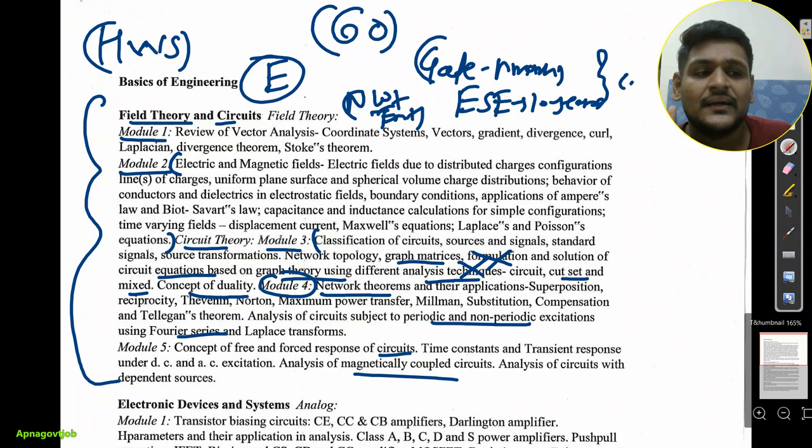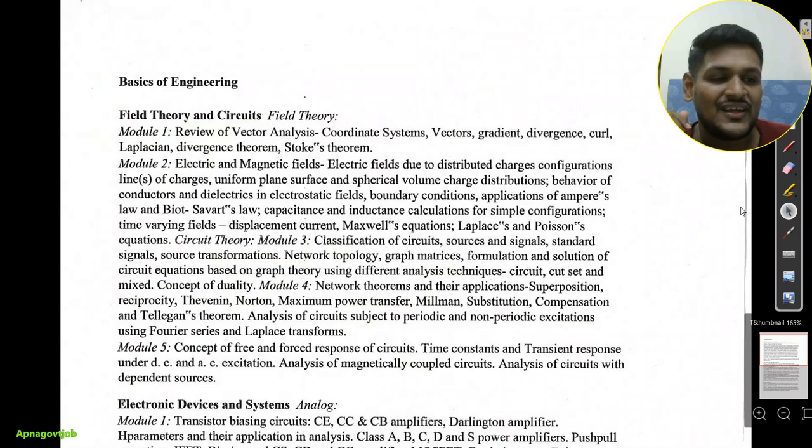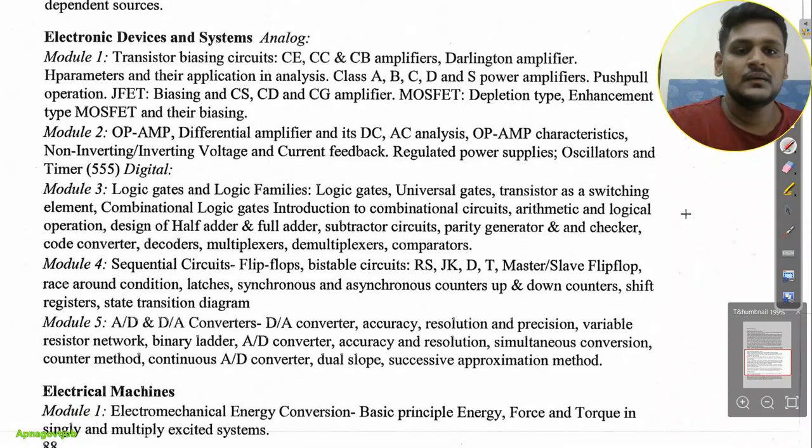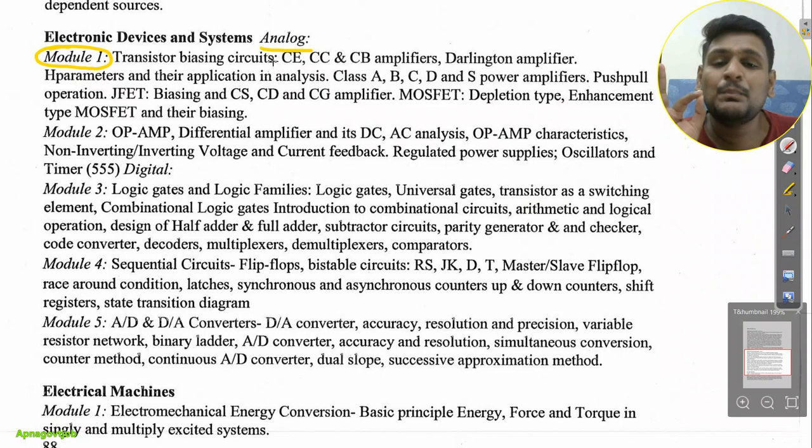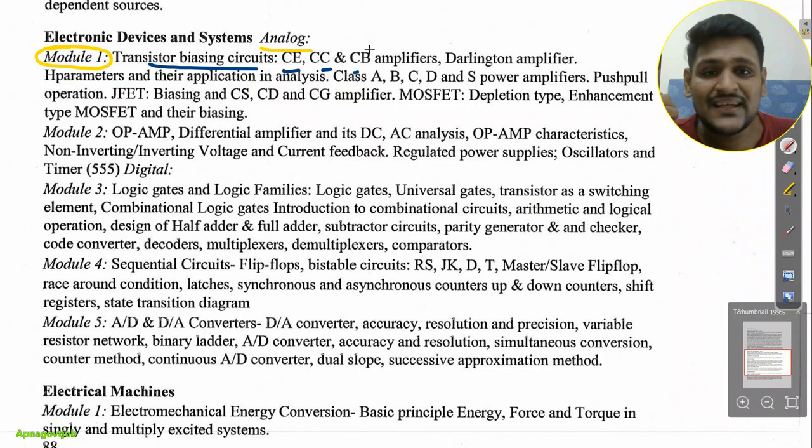Next, the second thing is your electronic devices and systems, okay? So in that, what is given to you? Analog. Now in the analog part, if you see carefully, module 1: transistor biasing circuits, compulsory you will get a question from this, okay? CE, CC, CB amplifiers, all the things you should know. You should know self-bias analysis and voltage divider bias analysis, so short questions, right? Darlington amplifier, probability is less, but definitely you can do the basic thing, just how to find current and everything, right? Then h-parameters and their application in analysis, leave it, no need to worry, okay?